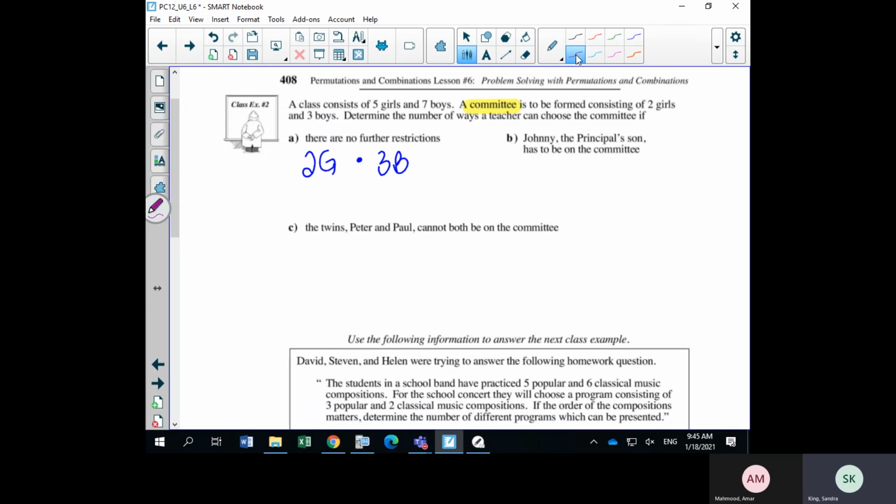So 2 girls, there's 5 girls to choose from, and we're going to select 2. The boys, there's 7 boys in the class, and we're going to choose 3. So this would be 5 choose 2 times 7 choose 3. Cyril, what did you get? 350. 350 is the answer. You might want to write this down, for sure you're going to see this type of exam question.